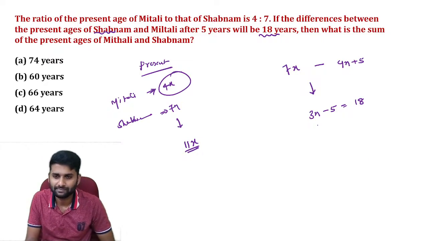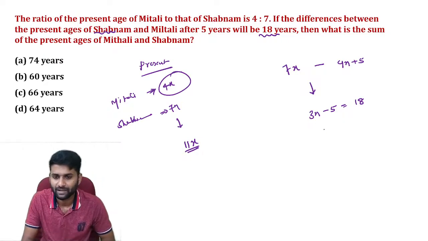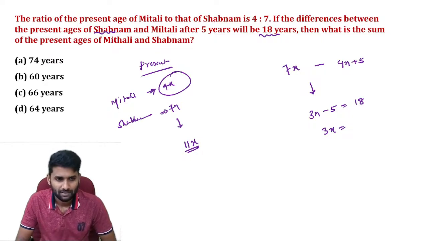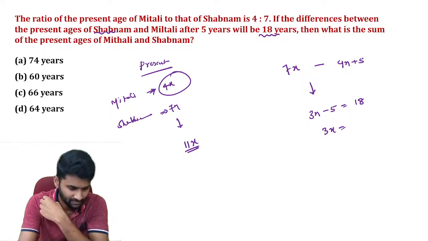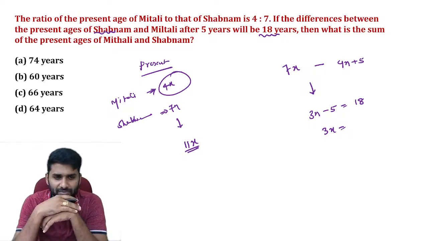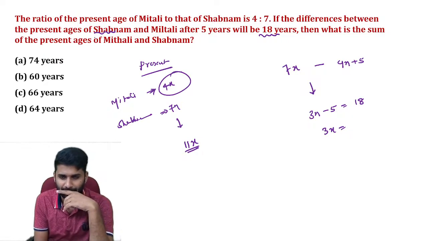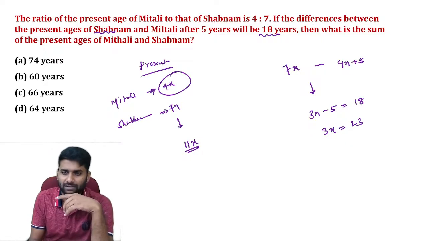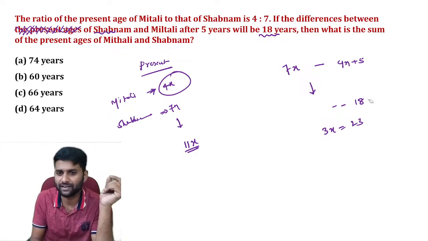Let's go through the further simplification here. The difference between the present age of Sabnam, which is 7x, and Mithali after 5 years, 4x plus 5, is 3x minus 5. Then 3x is equal to... guys, let me check the information once again. The difference between the present age of Sabnam and Mithali after 5 years. Then 3x is equal to 23. Give me a second. It's not about the present tense, and after 5 years the difference is 18 years.